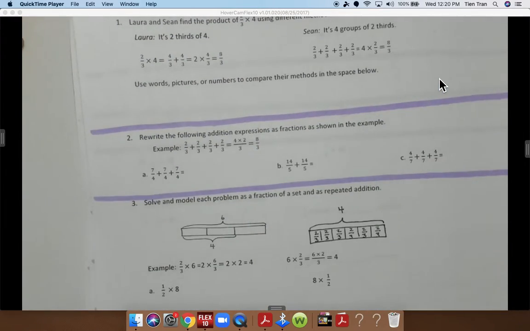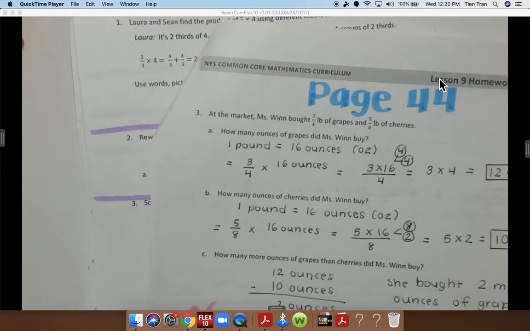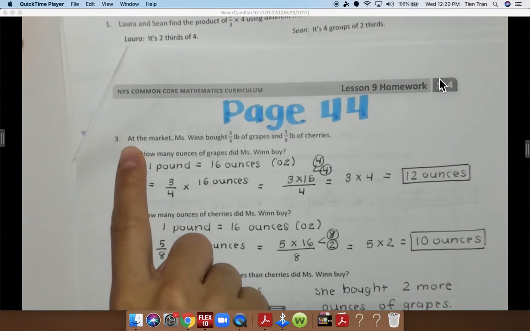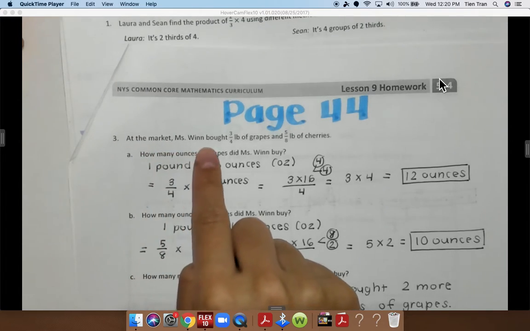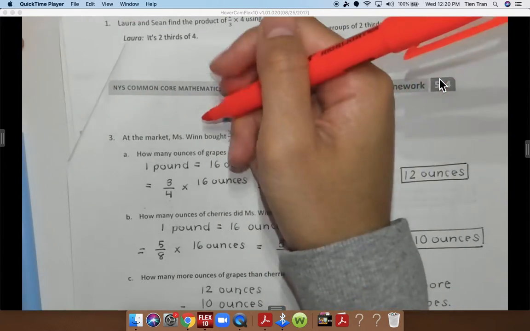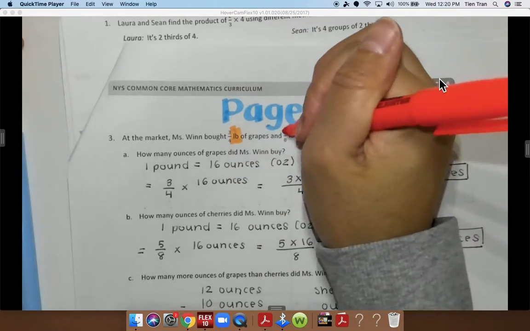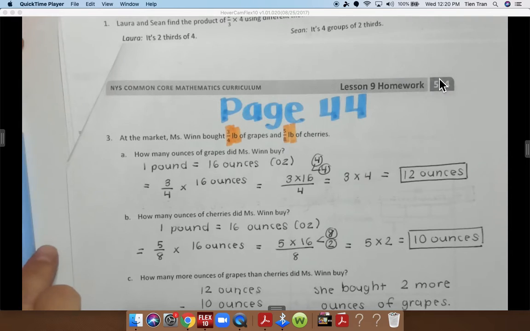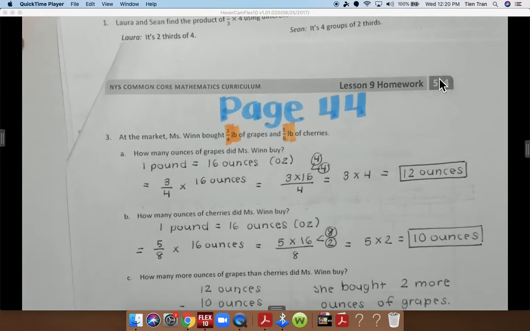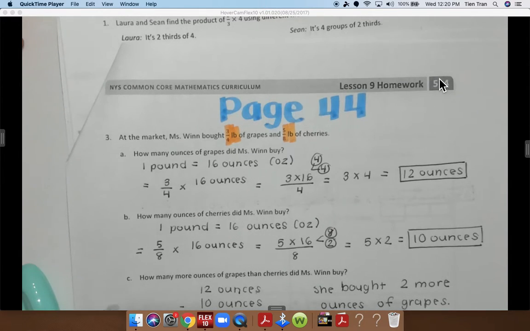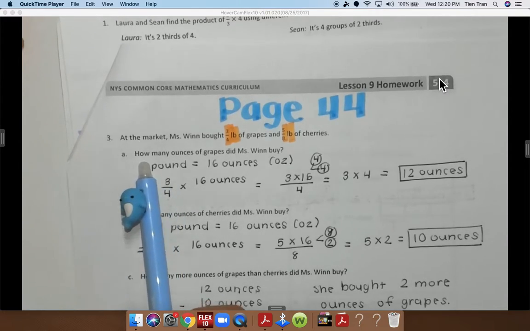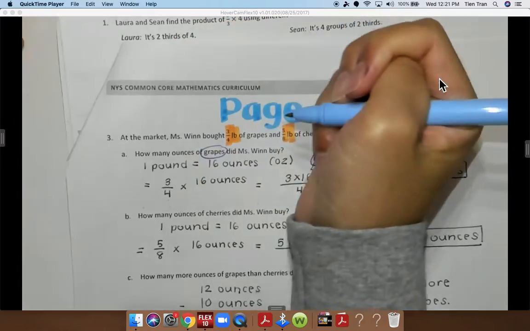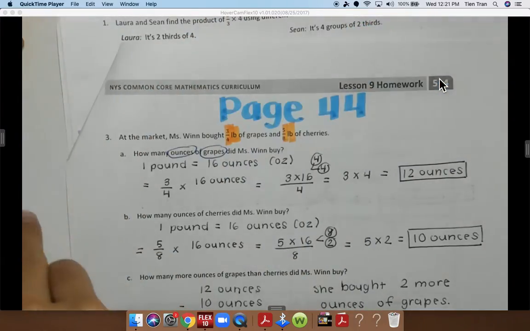Now turning to the back page, I have page 44. On page 44, number 1, problem A, it says at the market, Miss Wynn bought 3/4 pounds of grapes and 5/8 pounds of cherries. So we know the weight of grapes and also of cherries. The first thing I need to figure out is how to convert, because it asks how many ounces of grapes Miss Wynn bought. So we're changing from pounds to ounces.